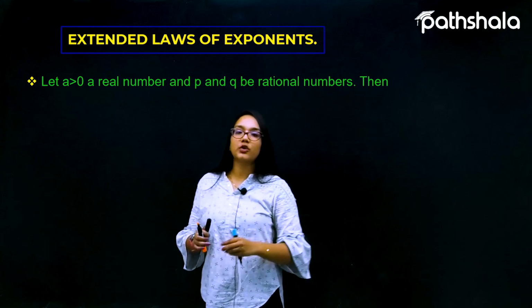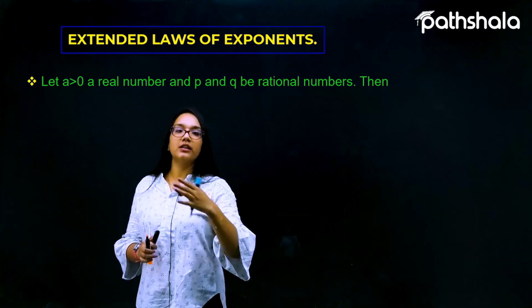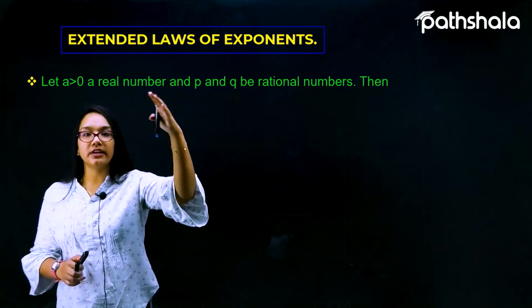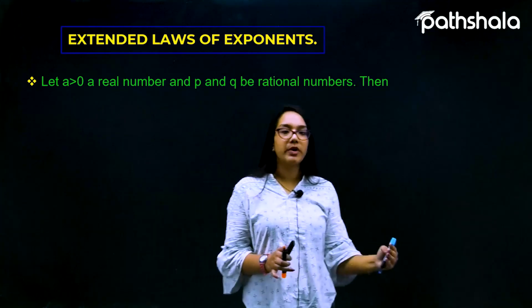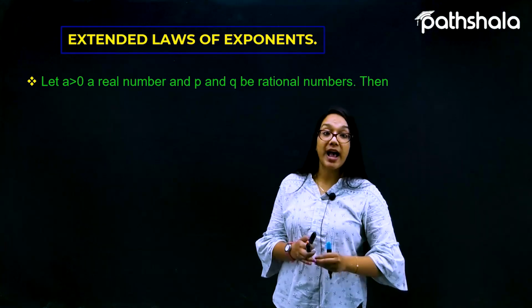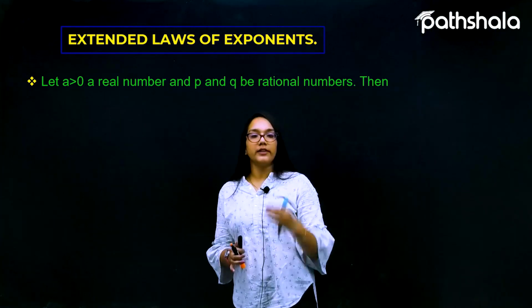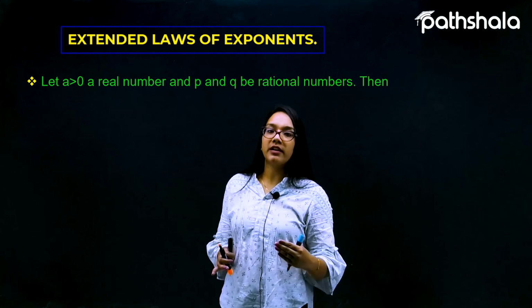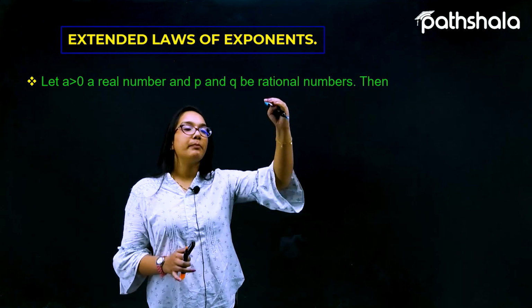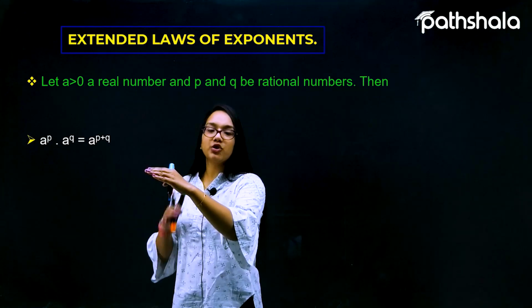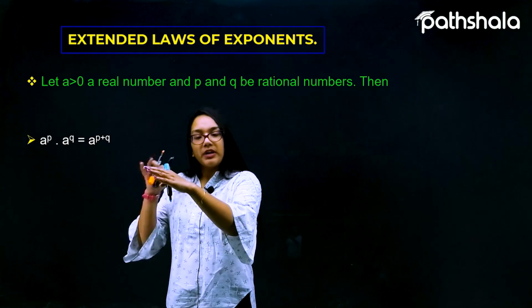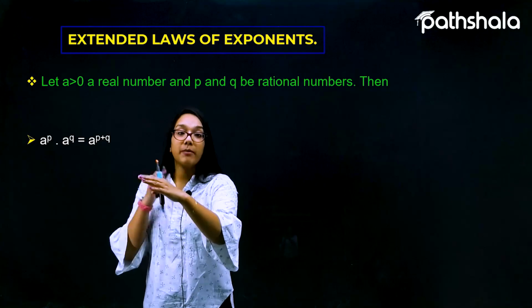So let us suppose we are talking about a real number a greater than 0, and p and q are any rational numbers. Now we will take the exponents as rational numbers. Then a raised to the power p, a raised to the power q can be represented as a raised to the power p plus q.